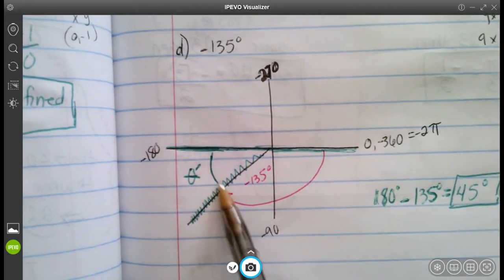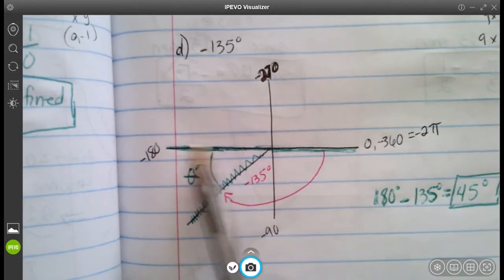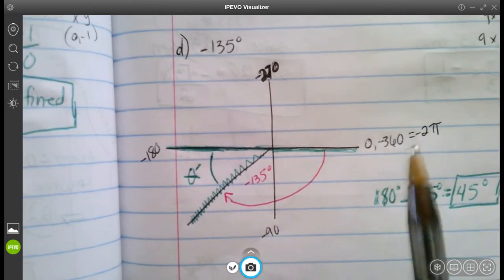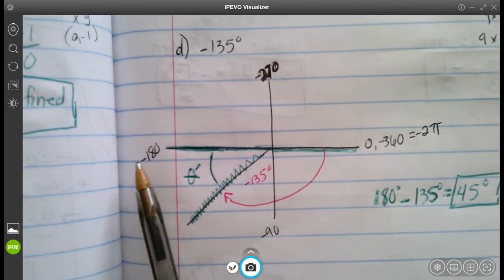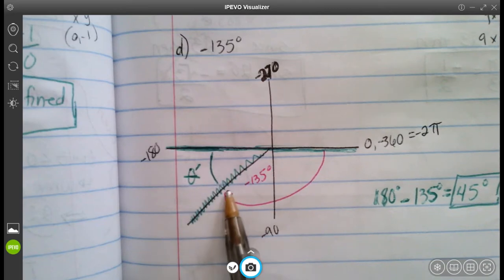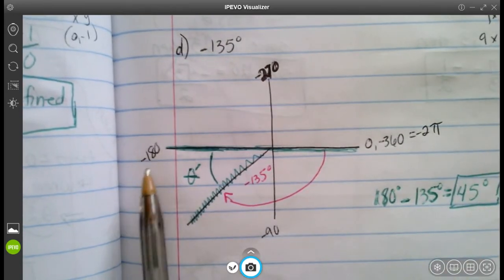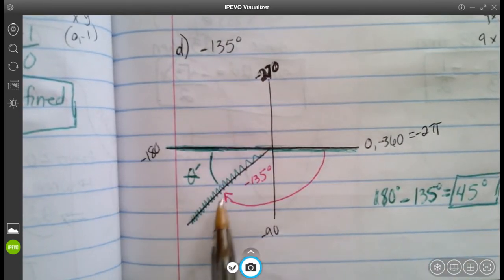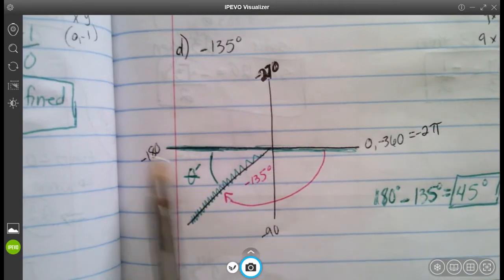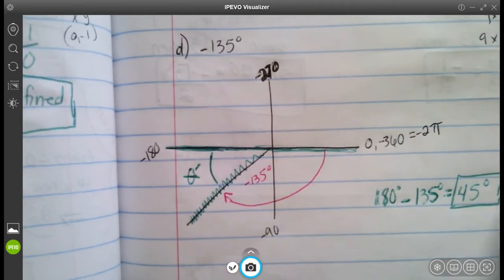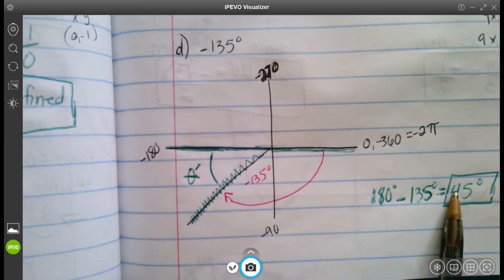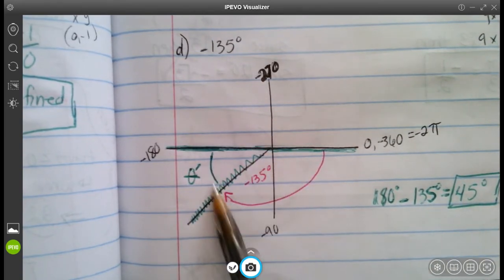Which means we have to find this piece, because this is closer to this side than it is to this side. So what I did is I kind of thought, how many more degrees to get from 135 to 180? And I did do it positive because, even though this is a negative angle, we're still trying to find just the distance from here to here, okay? So my reference angle for this is going to be 180 minus 135, and that's going to give me 45 degrees, which would be the reference angle from here.